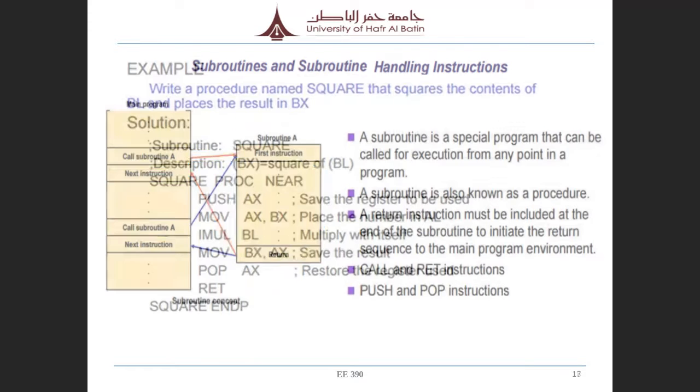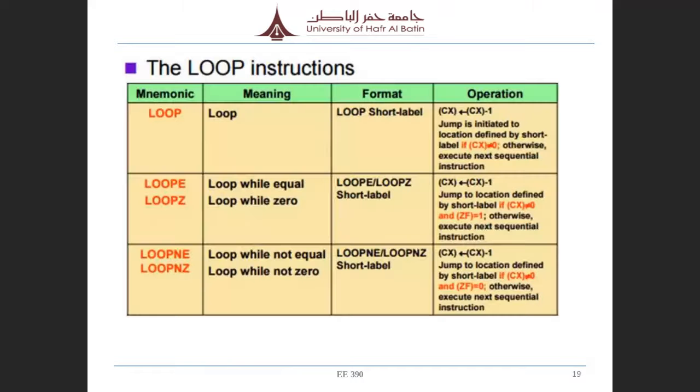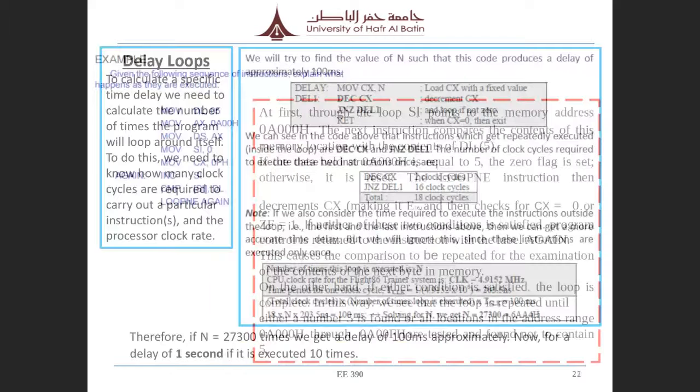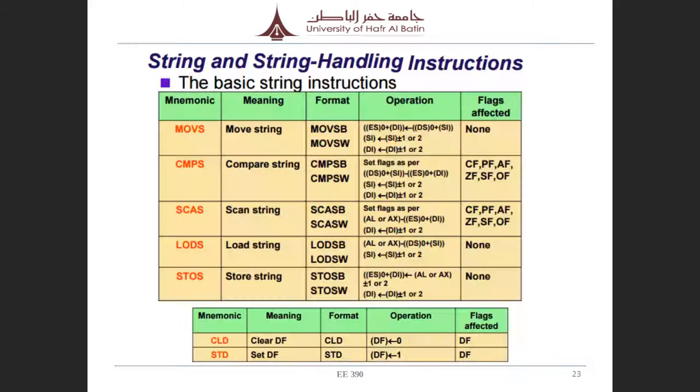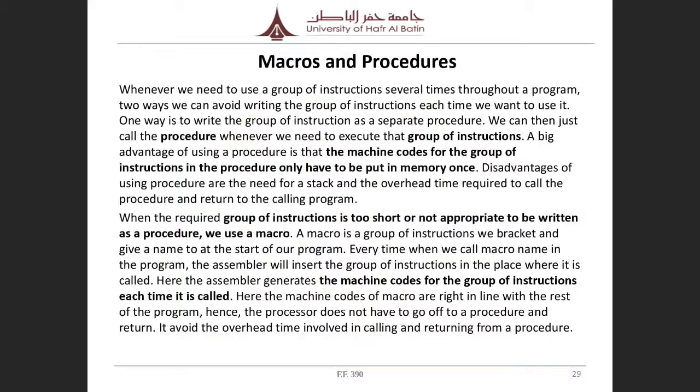Whenever we need it, we call it, and then we finish and go back to the main program again. So this is called the concept of a subprogram, subroutine, or procedure. But what is a macro? One way is to write the group of instructions as a separate procedure or subprogram. We can then just call the procedure whenever we need to execute that group of instructions.